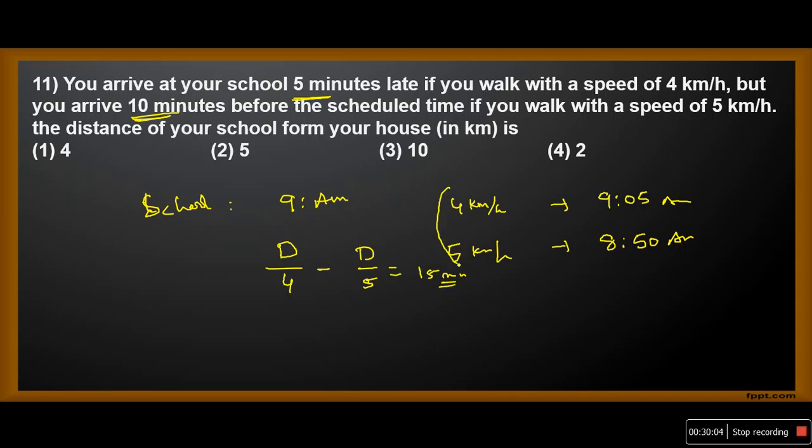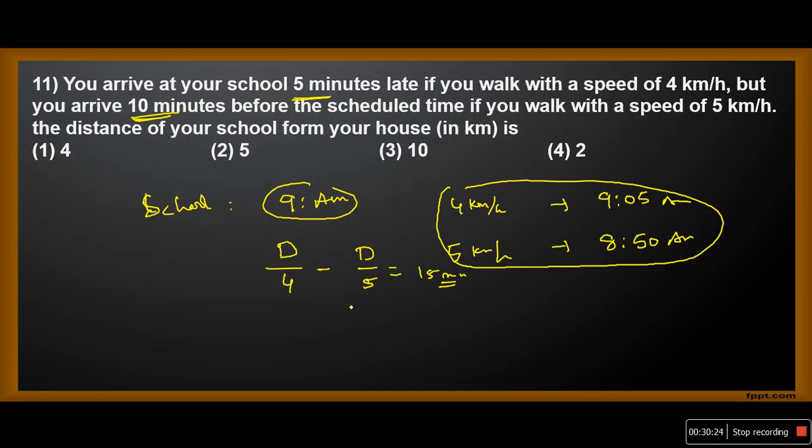Is it clear how you are getting this? Because it is given that when you are traveling at 4 km per hour, you are 5 minutes late. So 9:05, and at 5 km per hour, 10 minutes early, it means 8:50. We are assuming the time is 9 a.m. Even if you assume 8 a.m. or 10 a.m., you will get the time difference as 15 minutes only. Okay.